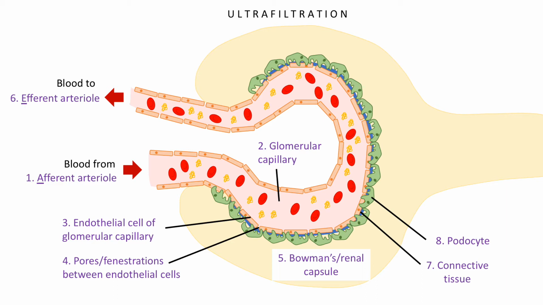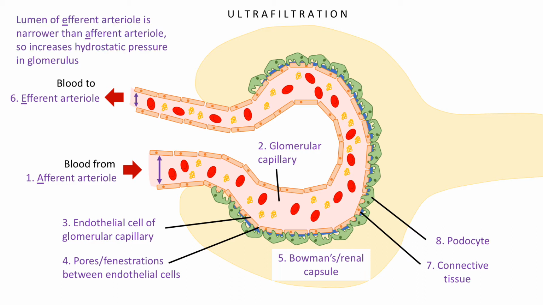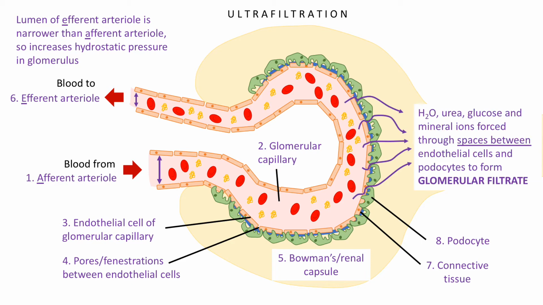So how is the efferent arteriole different from the afferent arteriole? You should be able to state this. Importantly, the lumen of the efferent arteriole is narrower than the afferent arteriole. And so the consequence of that is that there is increased hydrostatic pressure in the glomerulus, and this leads to this process.